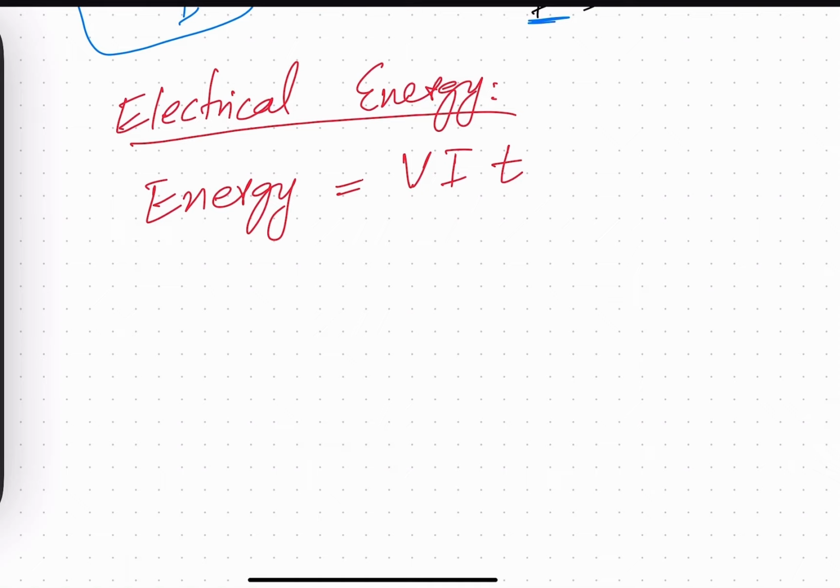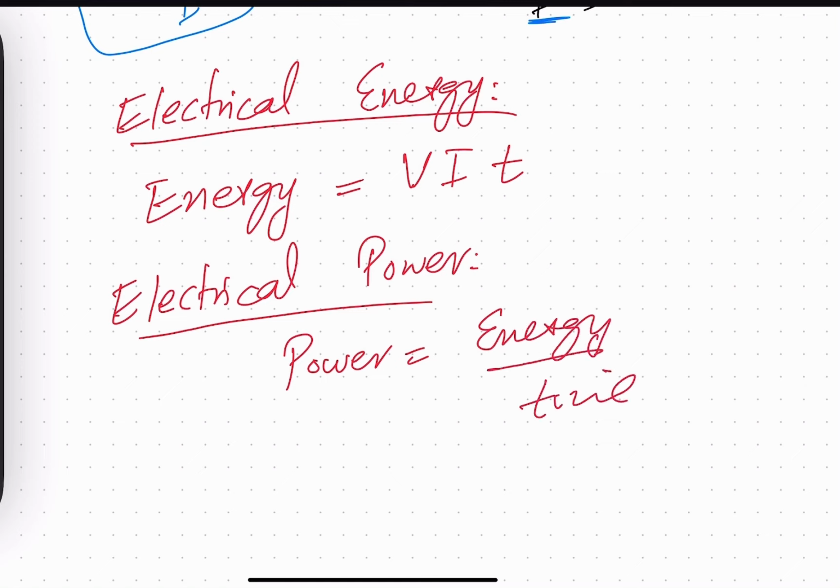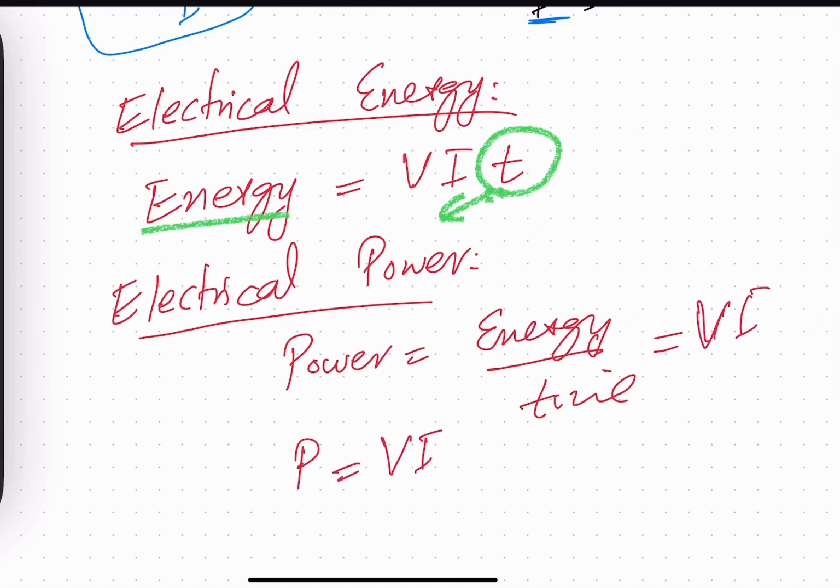If you have a voltage, a current, and a time, you can find the electrical energy. I'm not going into the derivation of this relation. You just need to know the final relation, that energy is a product of voltage, current, and time. And for electrical power, we know that power is energy divided by time. If you consider the above equation, energy divided by time, take this time on the left side, we will get V into I.